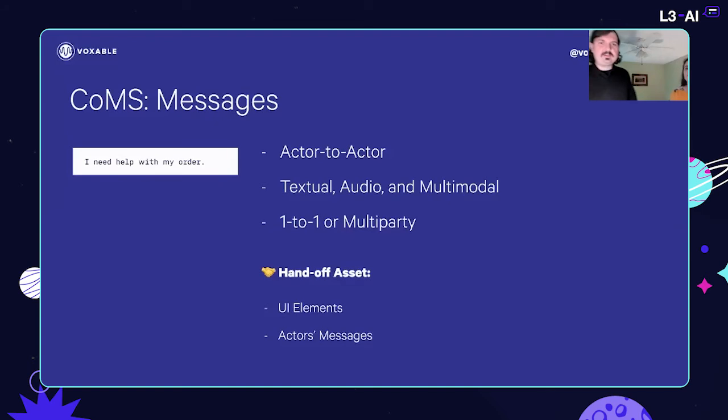Great. And so next up, we'll tackle messages. So a message is sent by an actor to the other actors in a conversation. So messages can either be textual, if we're talking about a chatbot or an SMS interaction, audio in the case of a voice system, or multimodal, where we're dealing with potentially visual and maybe gestural UI as well. And conversations can either be one-to-one between a single user and a single bot, or multi-party. So we may have one-to-many users interacting with one-to-many bots.